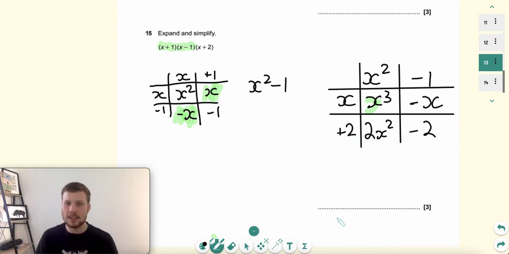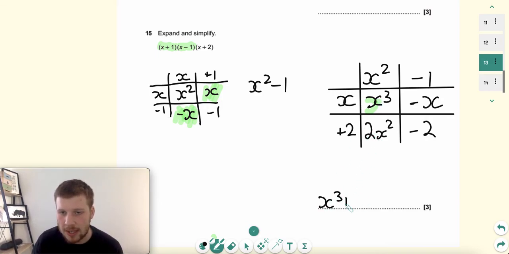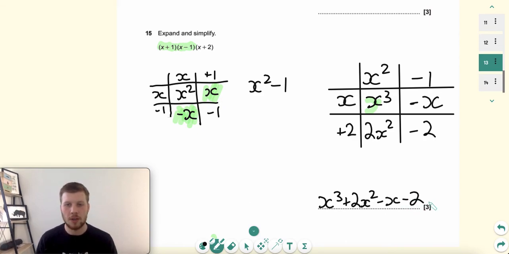So simplifying it: x cubed, plus 2x squared, it's positive, take away x. Notice that there's no cancelling or simplifying, and negative 2. And that would be 3 marks.